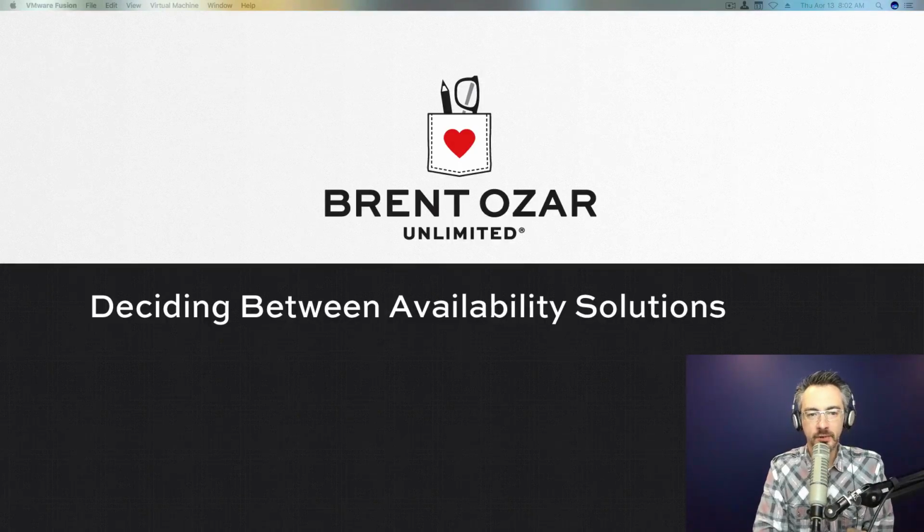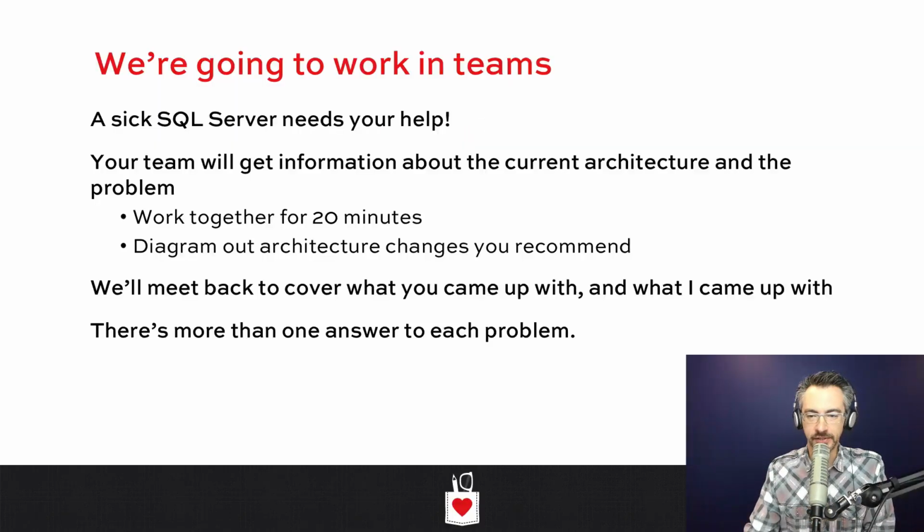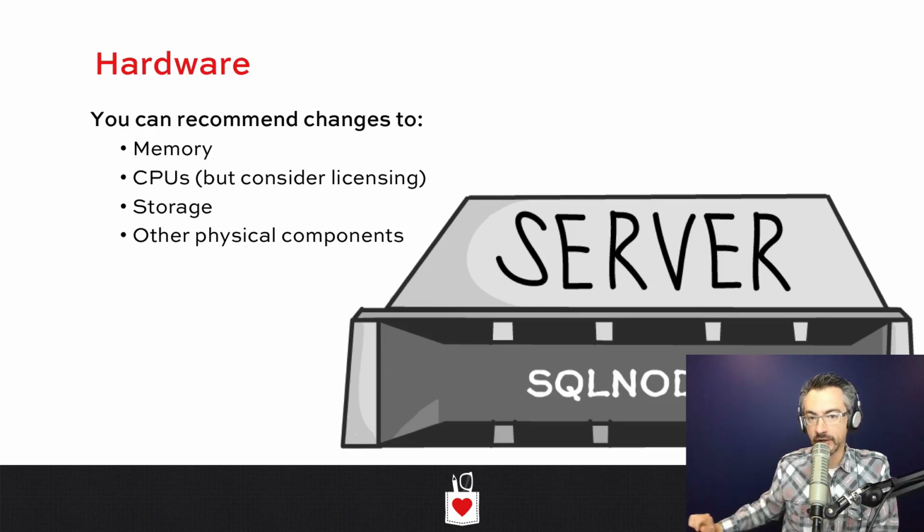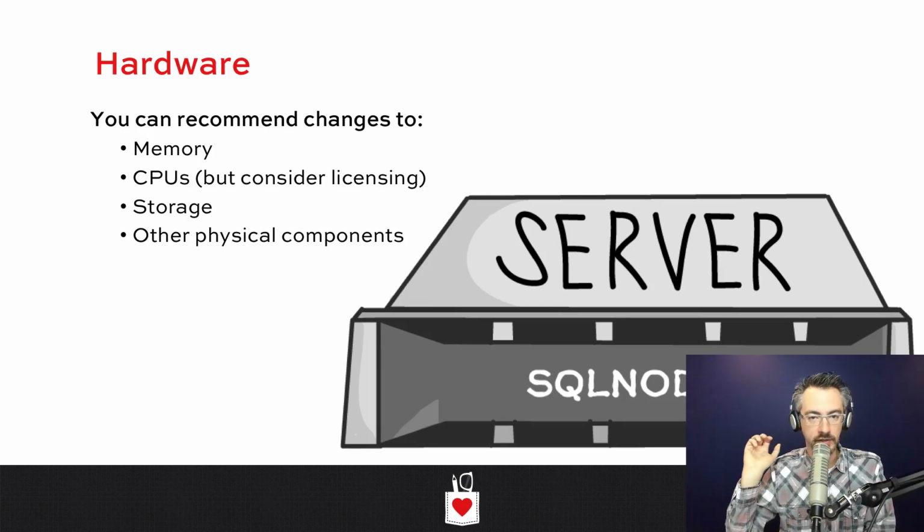So the first thing that we're going to talk about this morning is your homework from yesterday, deciding between availability solutions. The idea was that you were going to sketch out and look at a couple of different scenarios to figure out what the right availability solutions were for these people and what changes you need to recommend to their people, process, and technology.